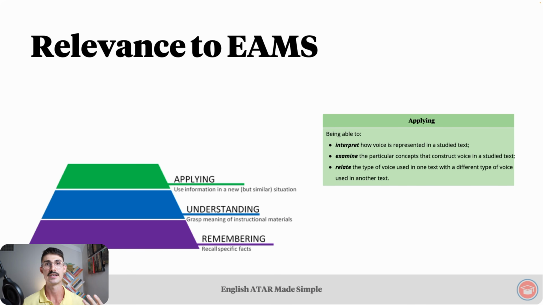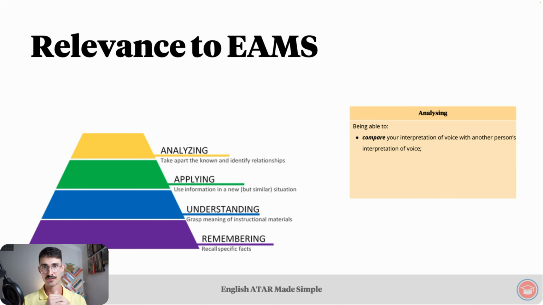A classic example of this is when you've got a comparison question in the responding section where you're required to compare 2 texts. A fourth level. As we know from earlier, the bottom 3 levels were lower order thinking skills. Now we're in the top 3 levels and they're HOTS or higher order thinking skills. Our first level of HOTS is analyzing. Involves taking apart the known and identify relationships. It's pretty abstract. What does that mean?